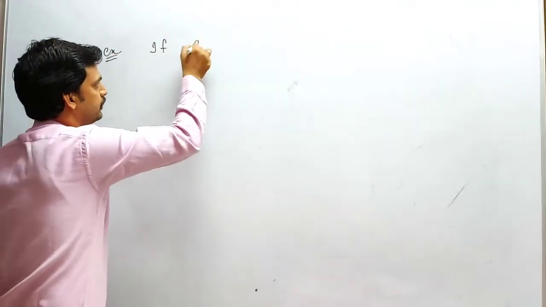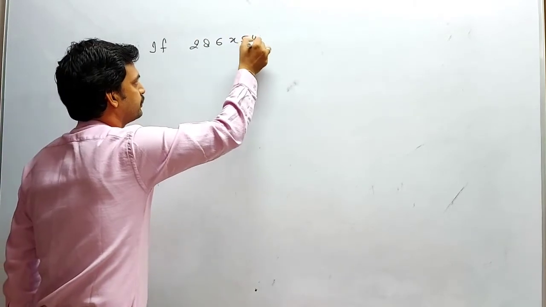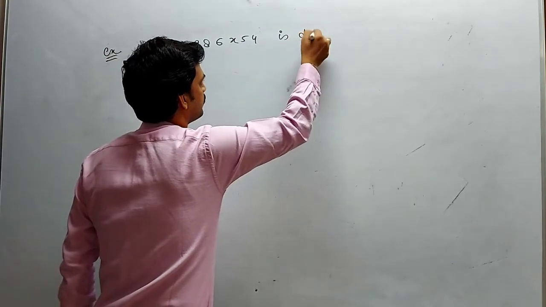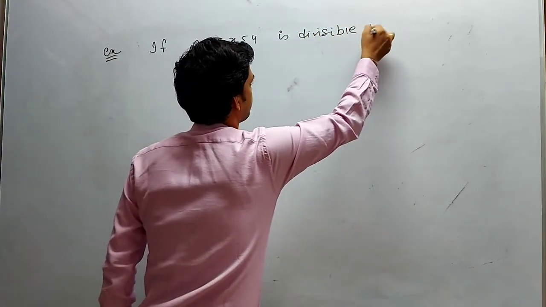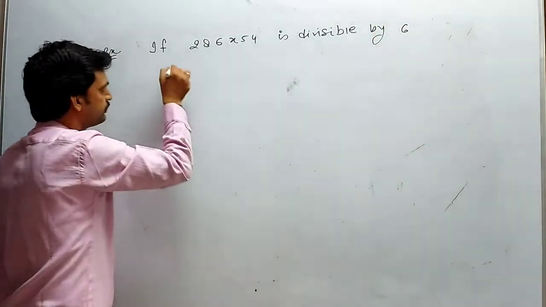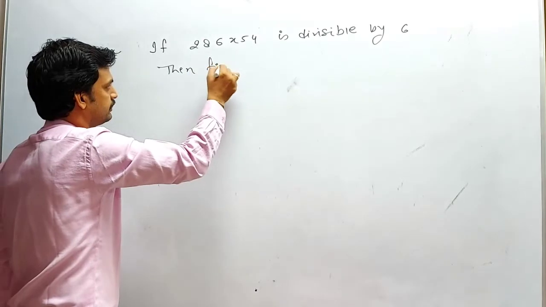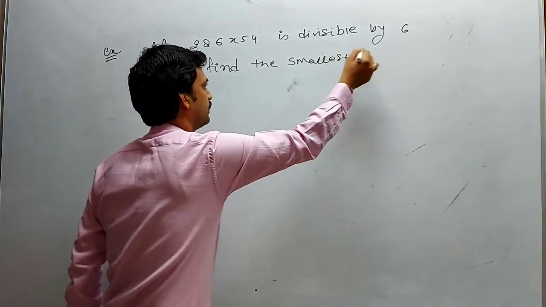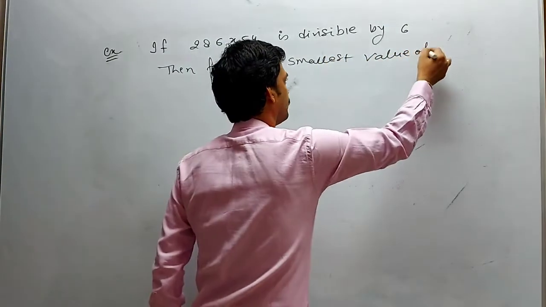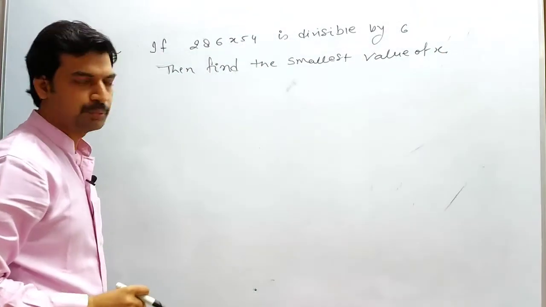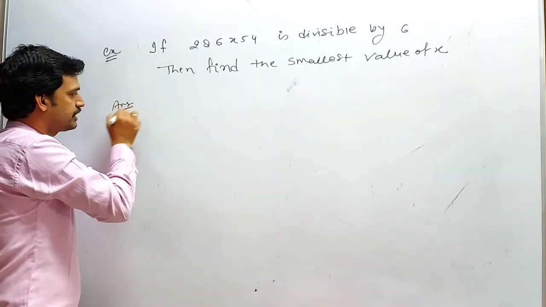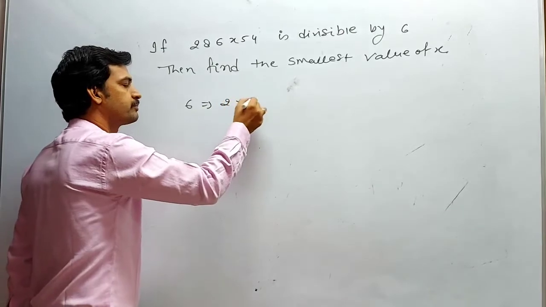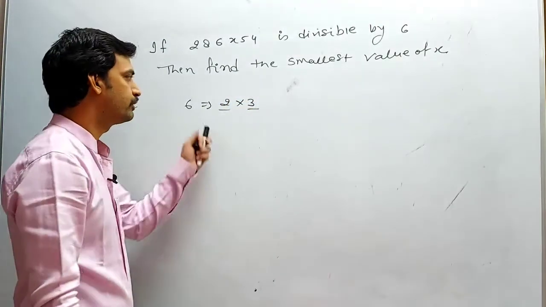Like if 286x54 is divisible by 6, then find the smallest value of x. Here we need to find out the smallest value. According to the rule, the question is saying that this given number is divisible by 6. 6 means what? 6 is equal to 2 into 3. That means we need to check the divisibility rule of 2 also and 3 also.